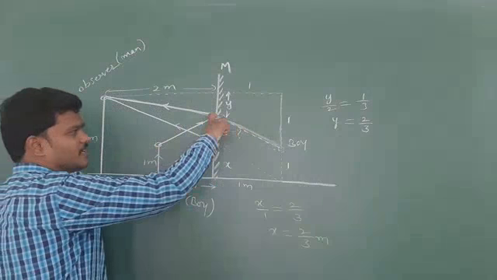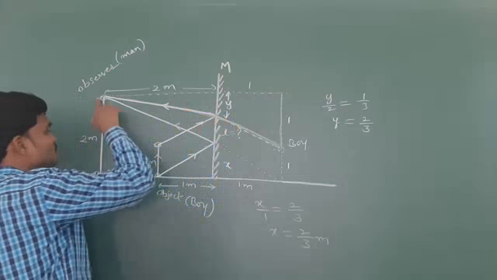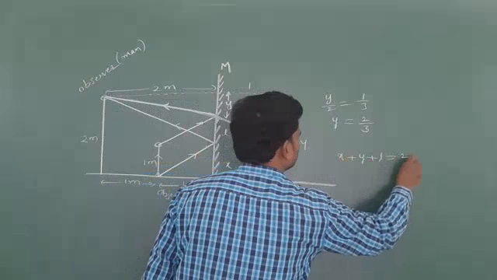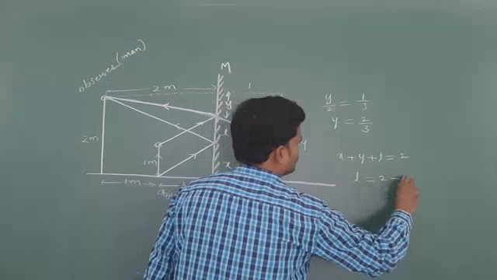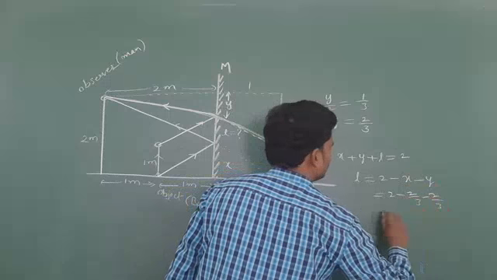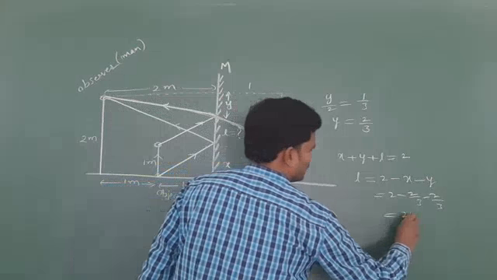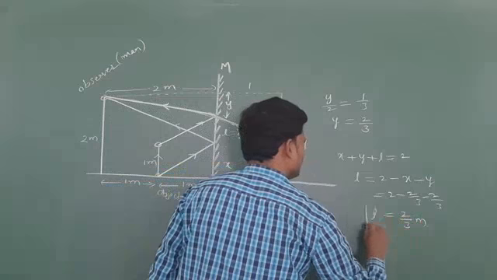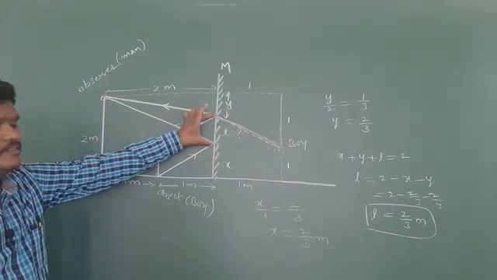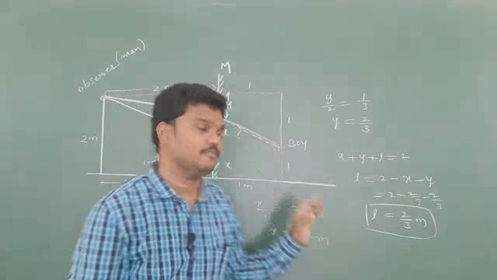Now we require the length of the mirror. So x plus L plus y is equal to 2. From the diagram, x plus y plus L is equal to 2 meter. Now L is equal to 2 minus x minus y. 2 minus 2 by 3 minus 2 by 3. How much is it now? 2 minus 4 by 3. So what is the length of the mirror required by him? He requires only 2 by 3 length of the mirror to see the image of the boy.